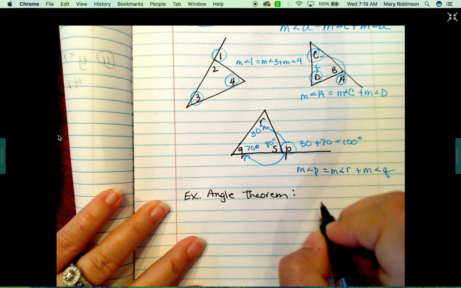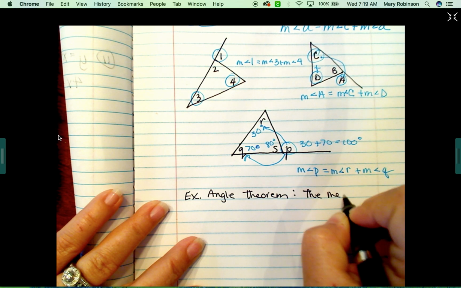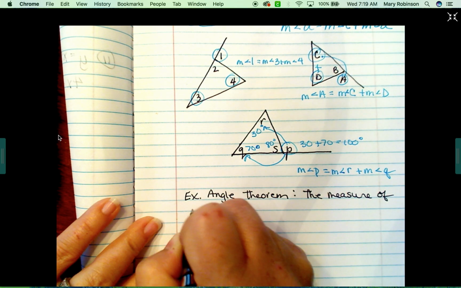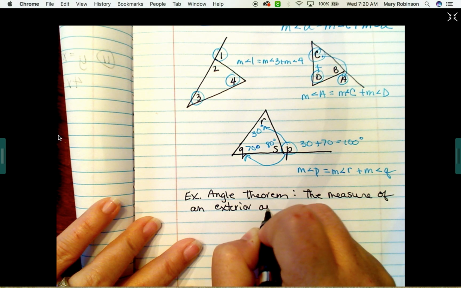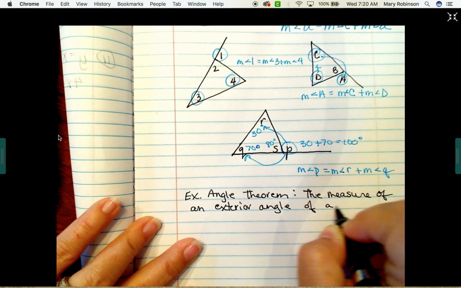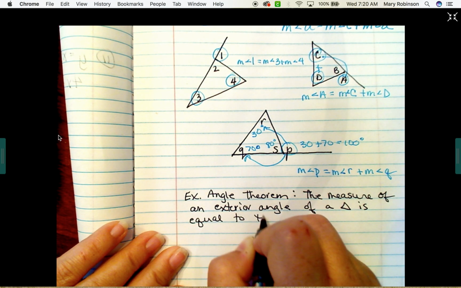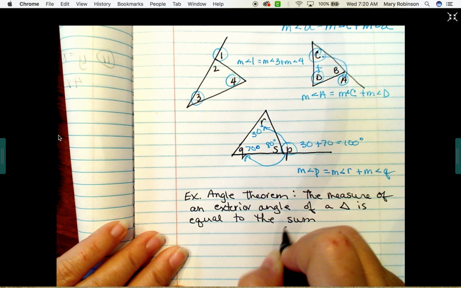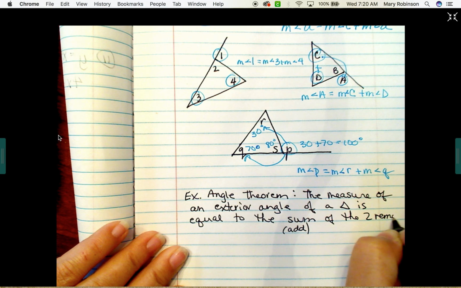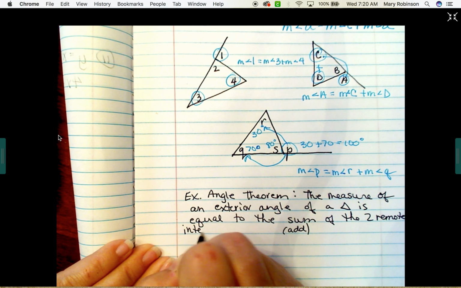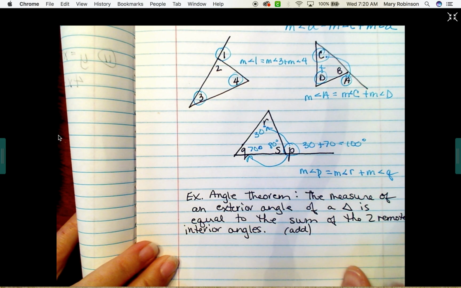The angle exterior theorem, or exterior angle theorem, says that the measure of an exterior angle of a triangle is equal to the sum, meaning you add, of the two remote interior, meaning inside, angles. Okay? So I'll kind of zoom here.